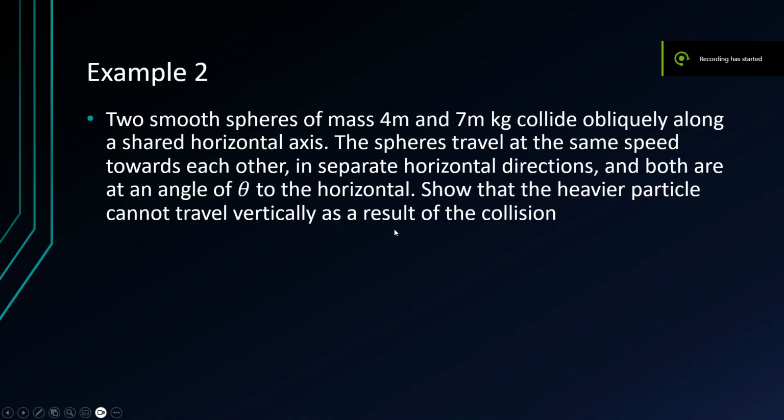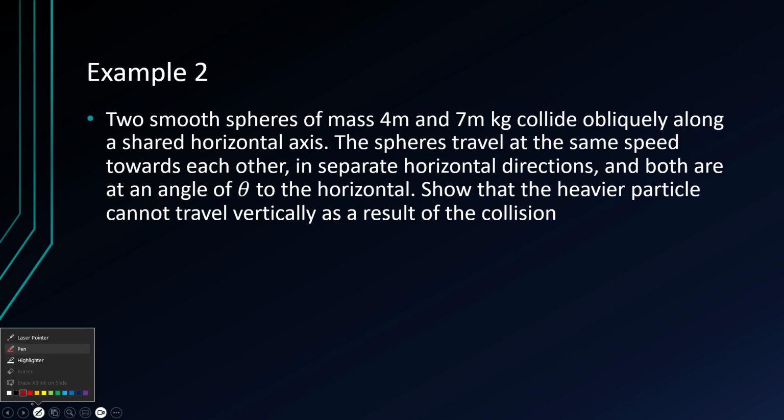So here is another example of oblique collisions. Should change to red here. Two smooth spheres of mass 4m and 7m kilograms collide obliquely along a shared horizontal axis. The spheres travel at the same speed towards each other in separate horizontal directions.